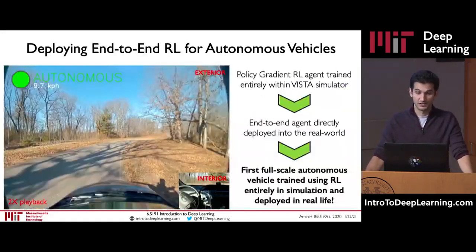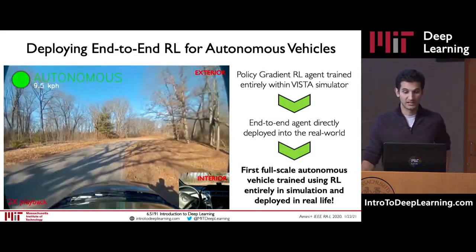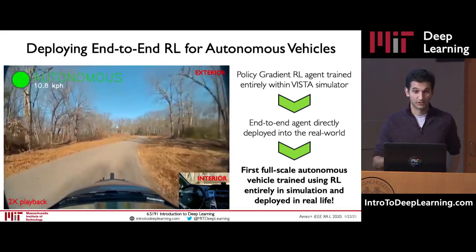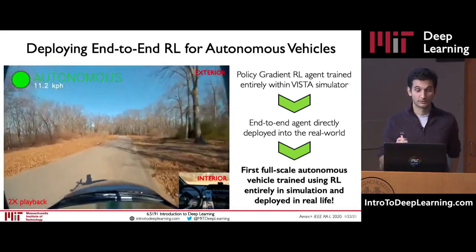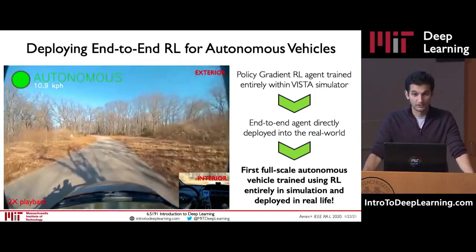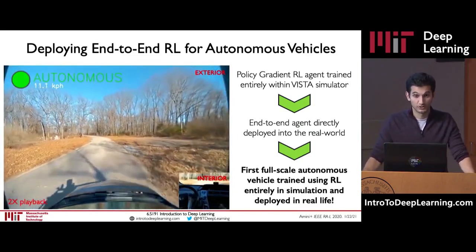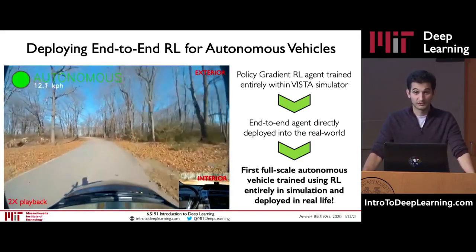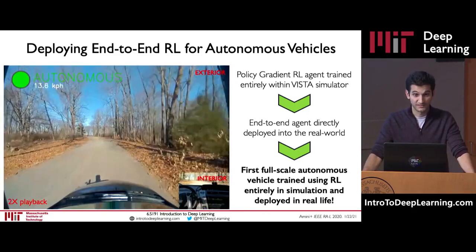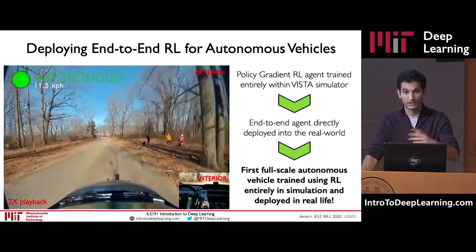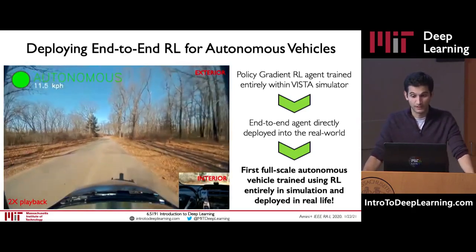In fact, we did exactly this, and we showed that you can place agents within this simulator and train them using policy gradients, the exact same algorithm that you learned about in today's lecture. All of the training was done entirely within the simulator called Vista. And then we took these policies and put them directly on board our full-scale autonomous vehicle on real roads. And there was a direct transferability of all of the policies that came over.